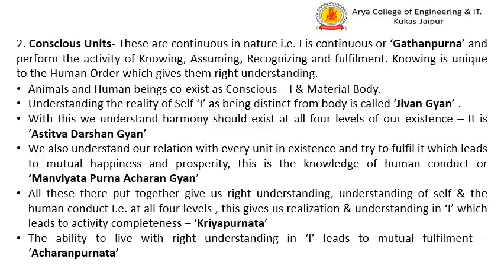Now when we try to understand the reality of self-I as being different from the body, when we understand that body and I are distinct, this is called Jivan Gyan. When we understand that harmony should exist at all four levels, we call it Astitva Darshan Gyan. And when we understand that our relation with every unit in existence is there and we try to fulfill it to achieve mutual happiness and prosperity, this is the knowledge of human behavior and it is called Manviyata Purn Acharan Gyan. When we put all these together, with this right understanding, understanding of the self and understanding of human conduct at all four levels, it gives us realization, it gives us understanding, and that leads to activity completeness or Kriya Purnta. And with this ability to live with right understanding in I, it will lead to mutual fulfillment. That is known as Acharan Purnta.